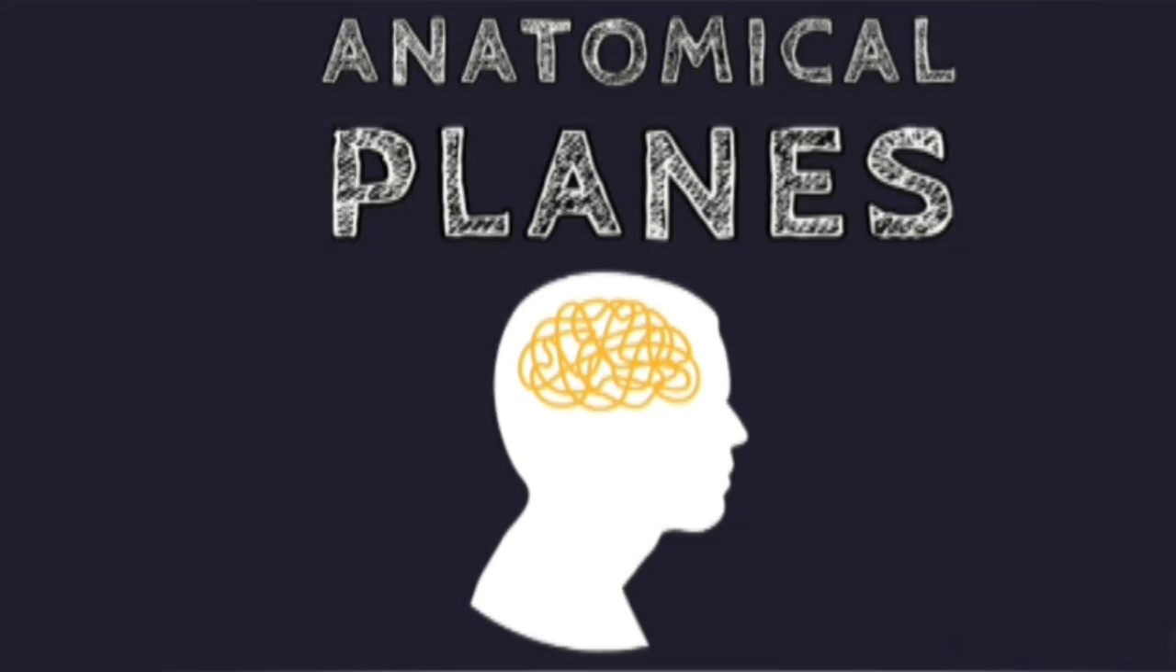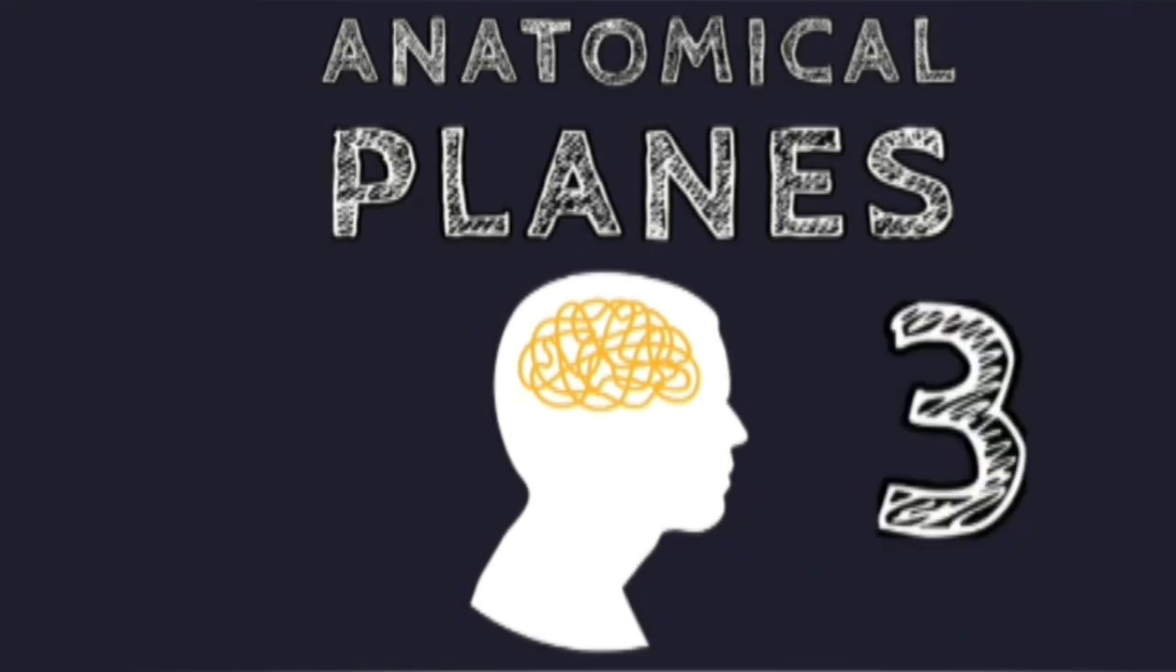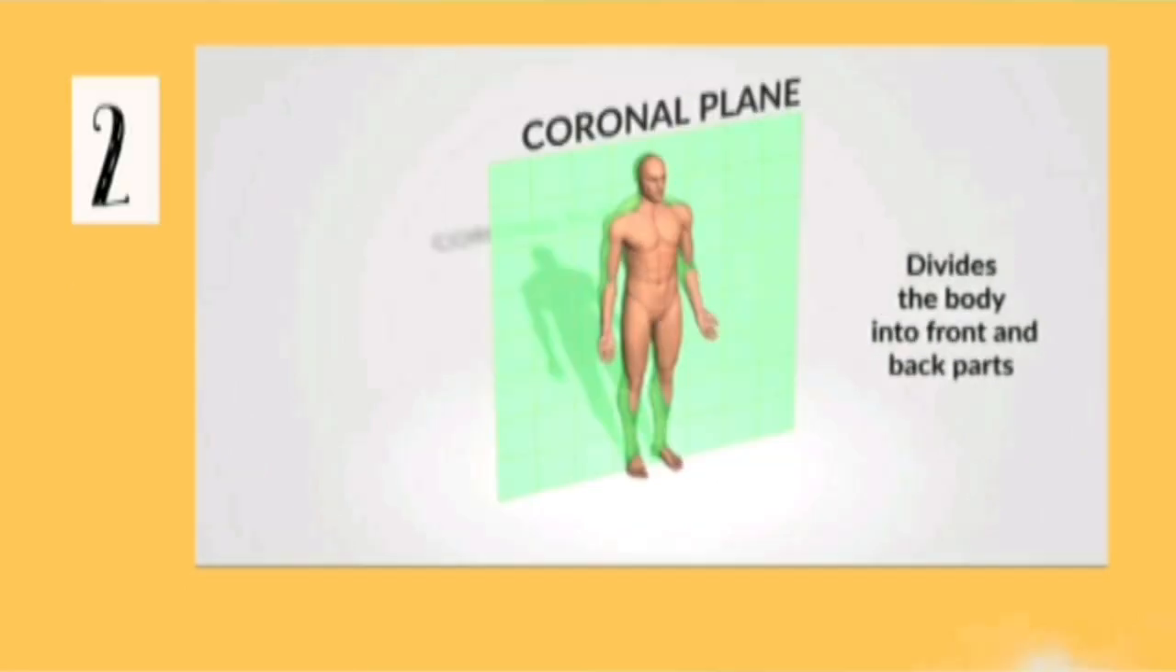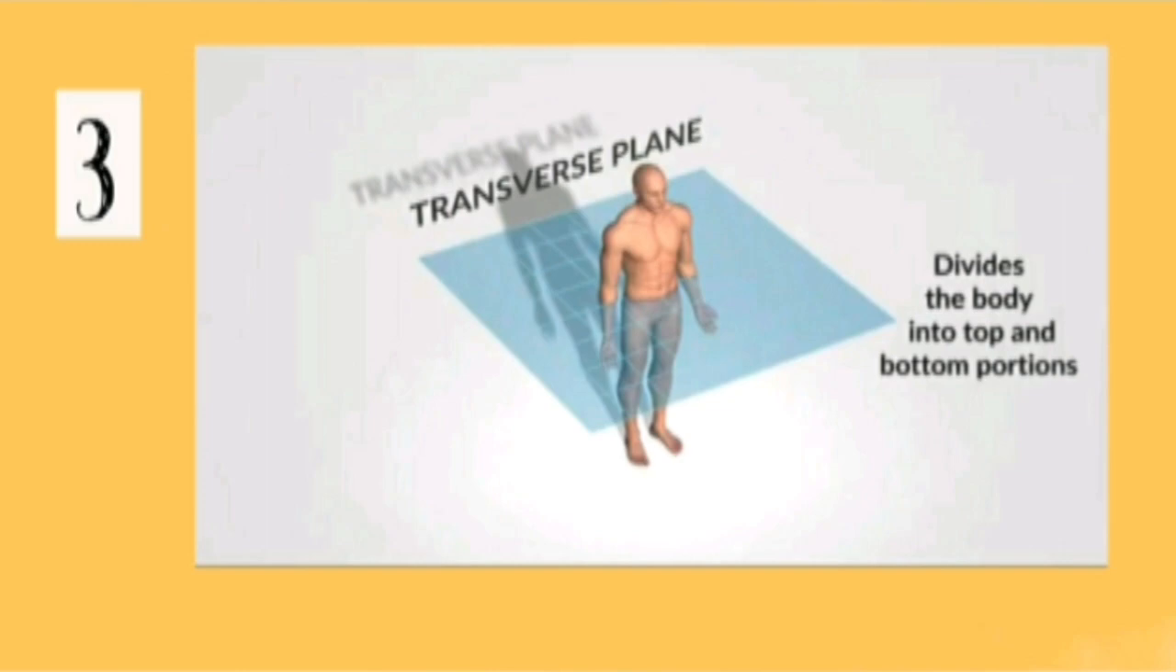There are mainly three anatomical planes or sections on the basis of which we study the internal structure of an organ or a body part. The first one is the mid-sagittal plane. As you can see in the picture, it divides the body symmetrically into right and left parts. The second one is the coronal plane that divides the body into front and back parts. And the third plane is the transverse plane that divides the body into top and bottom portions.